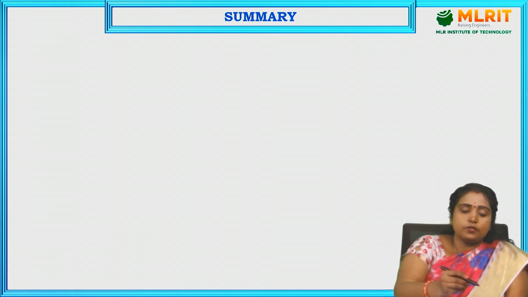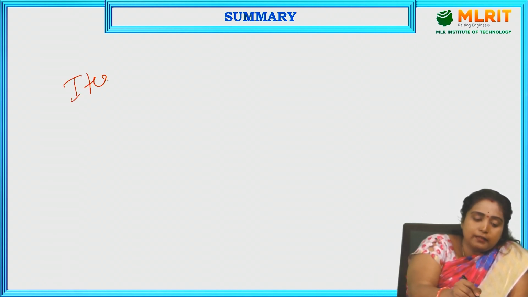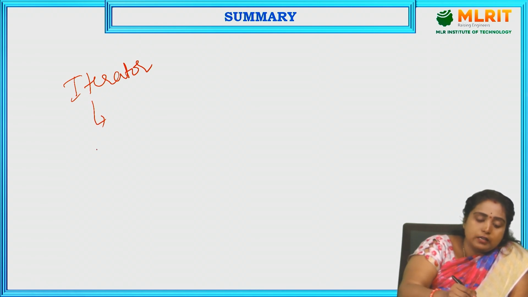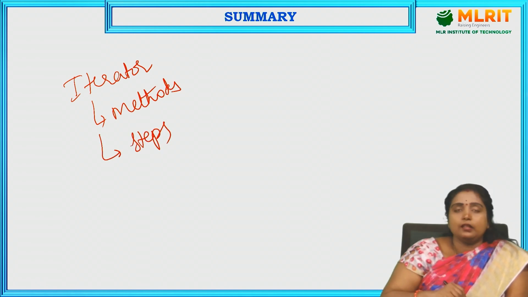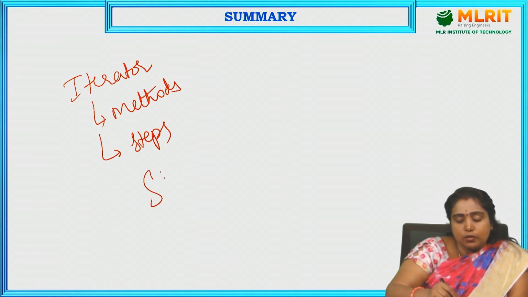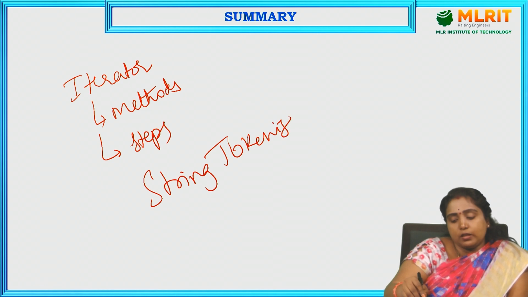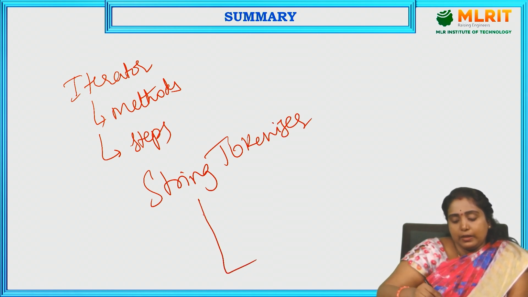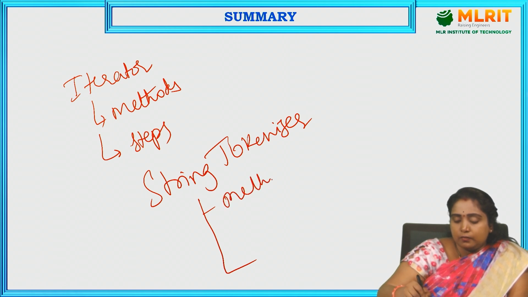So in this session, we have seen the iterator class, how to use the iterator class, what the methods to access the iterator class are, and what the steps to access it are. And the string tokenizer: by using the string tokenizer, the string is broken into tokens. We have seen the methods used for the string tokenizer, and we have seen an example program for both.